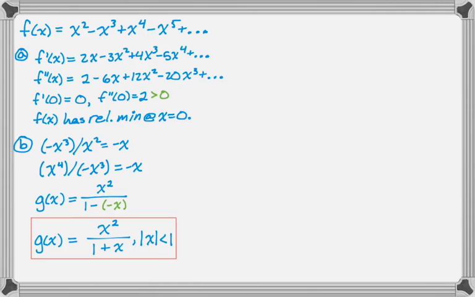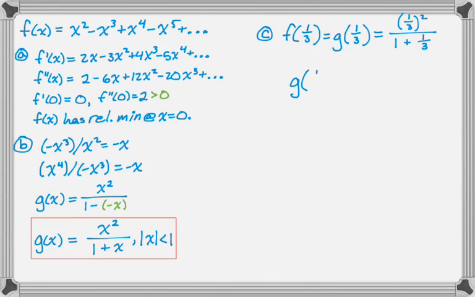Now we're supposed to find f of 1/3. So f of 1/3 is the same as g of 1/3 because 1/3 is in the interval. And then we just plug in. And this you can work out. So it's 1/9 over 4/3, which is 3 over 36 or 1/12.